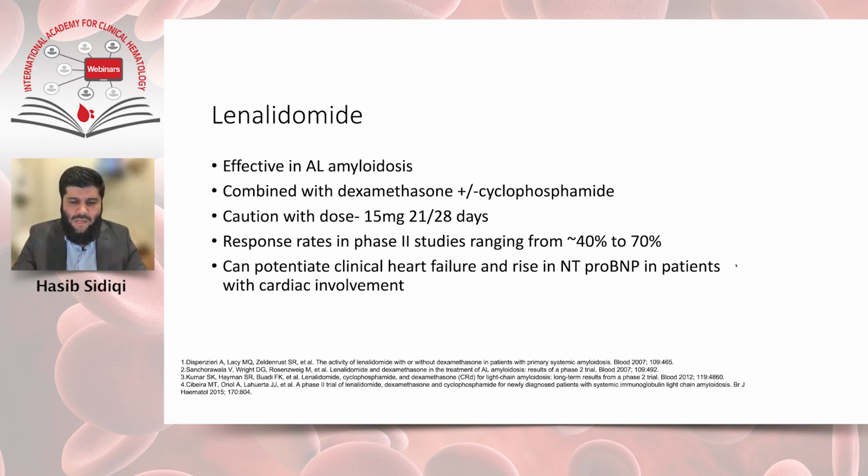We know that in patients with light chain amyloidosis and cardiac disease, there is a reported potential to potentiate clinical heart failure, and certainly a rise in the NT-proBNP in patients who are treated with lenalidomide that have significant cardiac involvement in light chain amyloidosis. But nevertheless, for those that are daratumumab and bortezomib refractory, this may be an option.